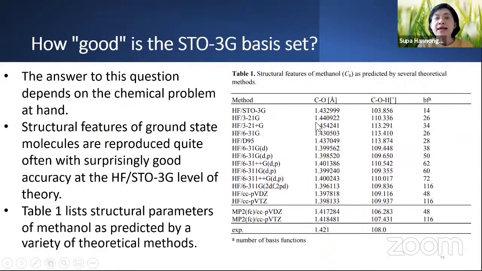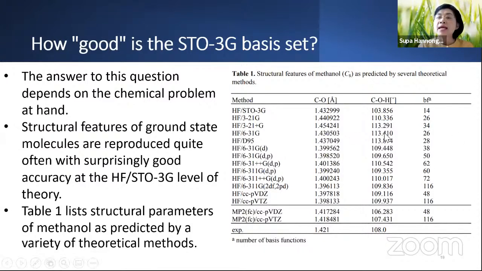And you see that STO-3G predicts 1.43. Yeah, it's quite nice. Even when we use a higher level of theory, it is just a little bit plus or minus. So why do we need to use a higher level of theory? Sometimes we don't, because for small organic molecules, STO-3G can already be a good predictive basis set, okay? For some simple organic molecules.